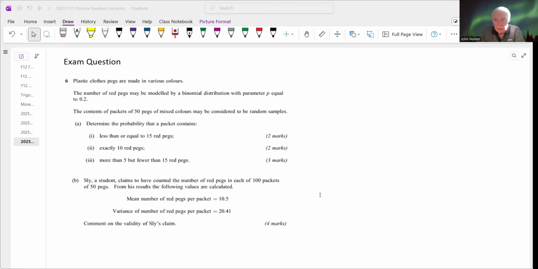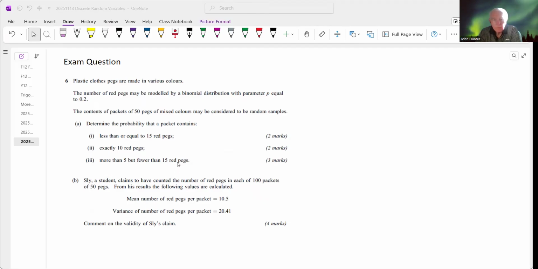Exactly 10 red pegs. Right. Well, we can use the probability function to do this. So we want exactly 10 red pegs. Same parameters. 0.14 to two decimal places.